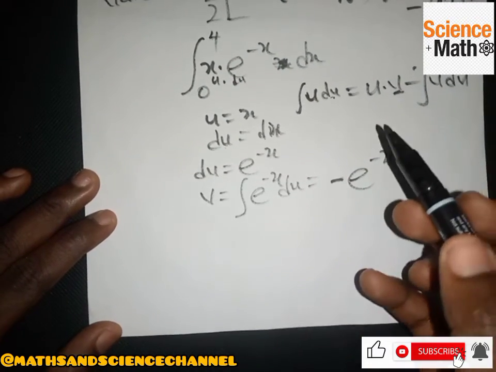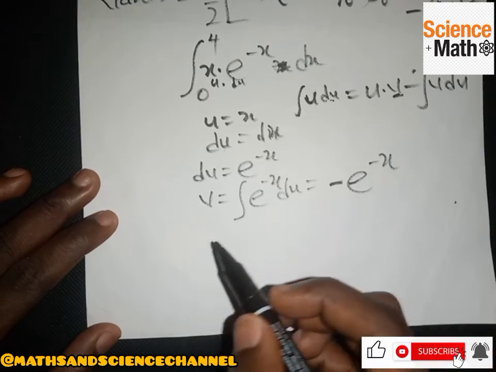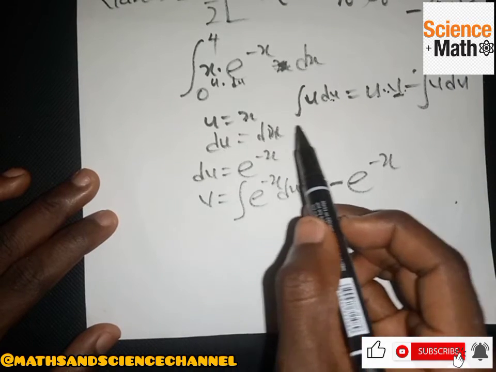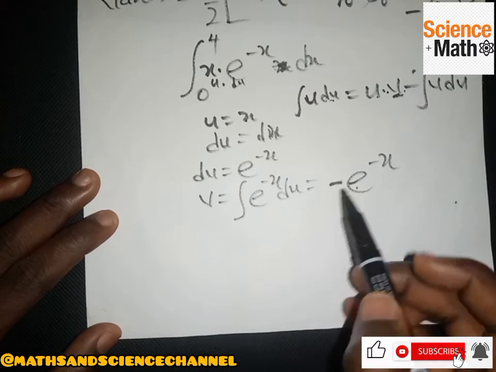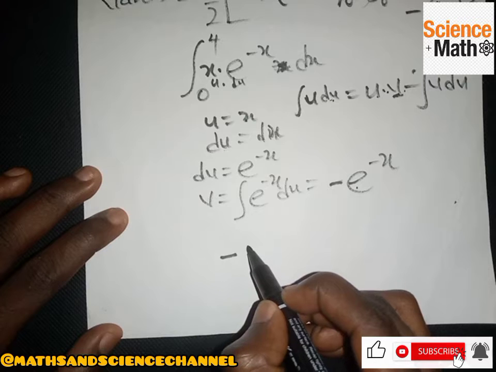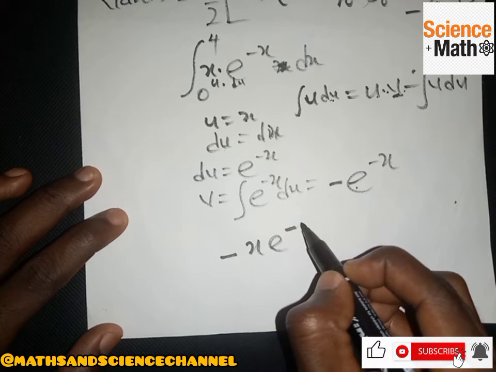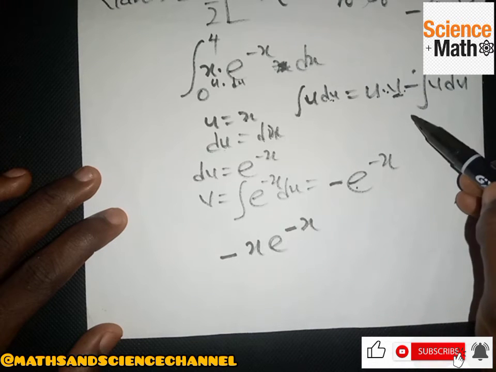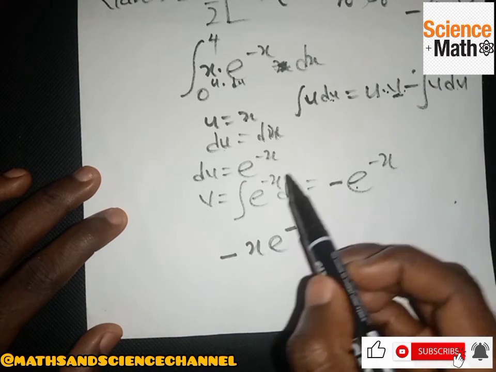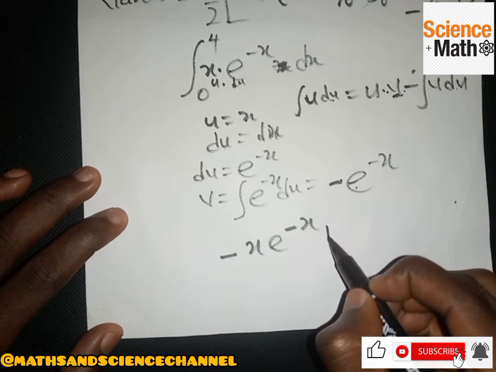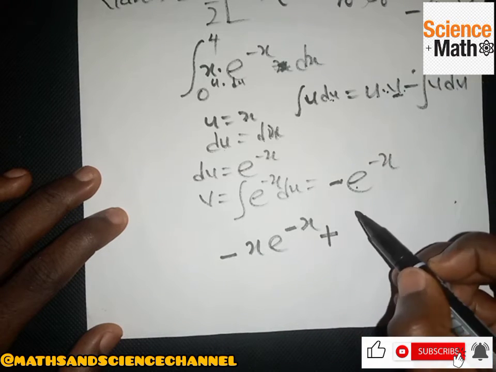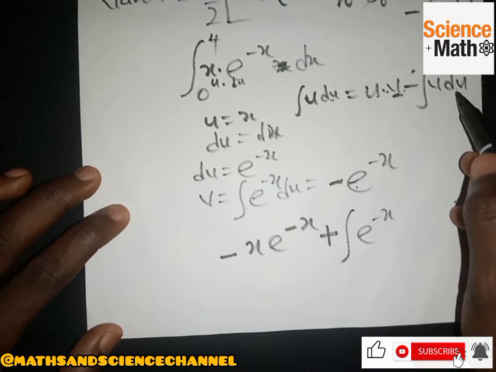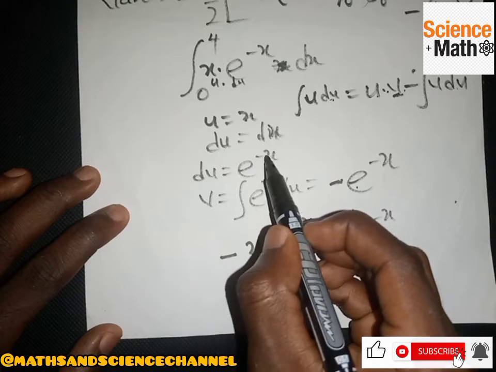So substituting the whole of that into it, then we have this to be u multiplied by v. So u is x, and this time v is just that. So we just have negative x e exponent minus x here, and then remember we have minus the integral of v du, but v is already negative here, so we just have positive here, and then we have the integral of that. Then du, remember du is just equal to dx.